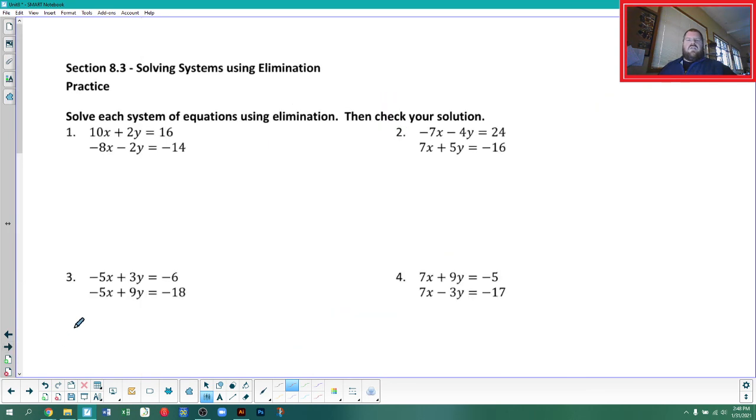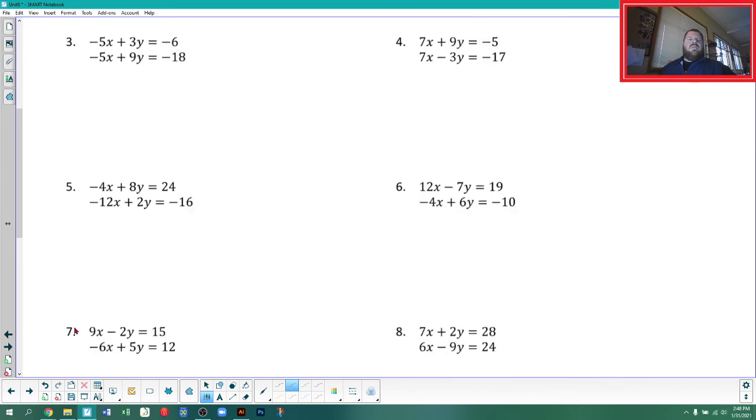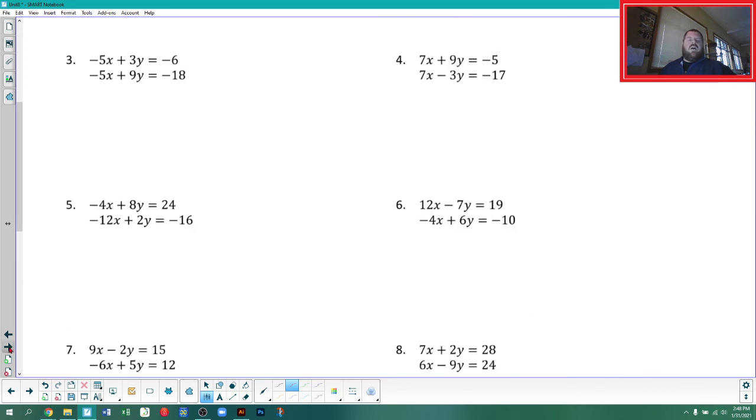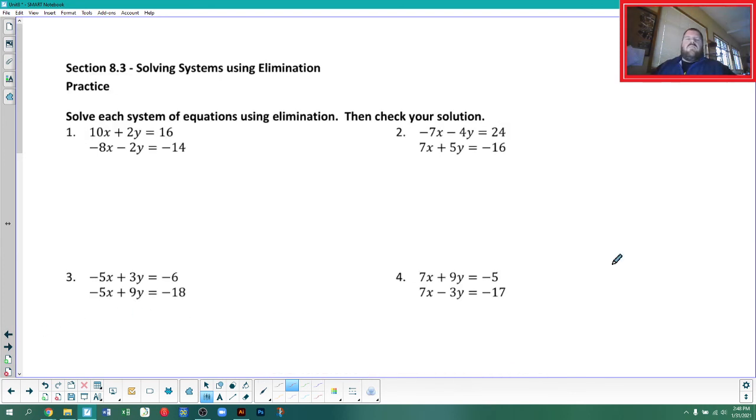As far as practice problems go, I'm going to go ahead and say probably stick with the odds and probably number 3 on the application. So we will practice the odds and application. Just number 3 would be fine.